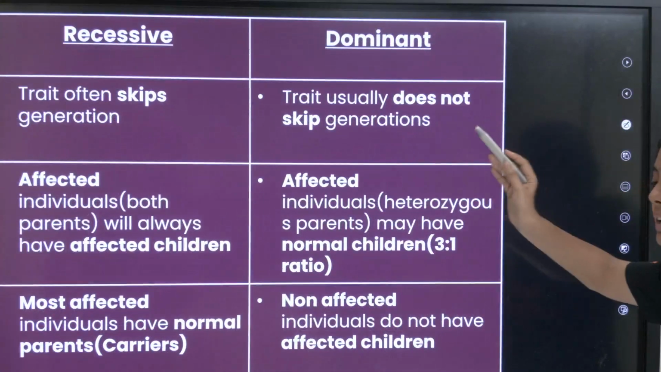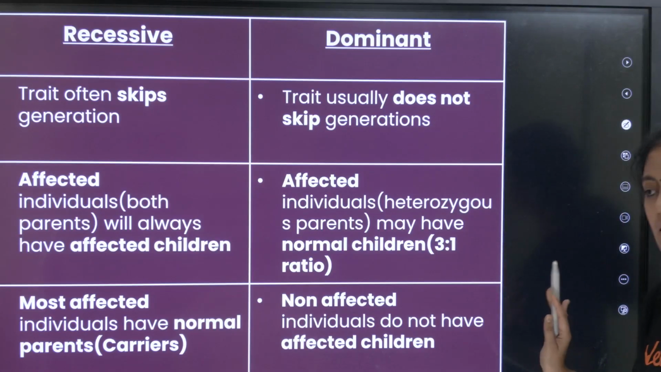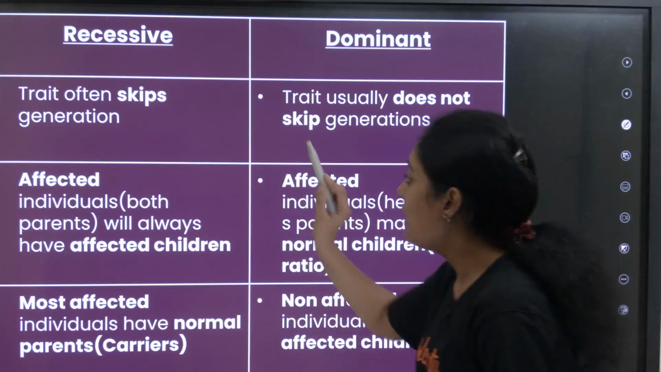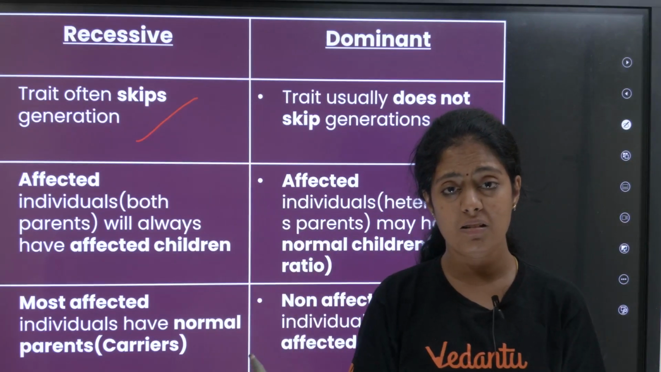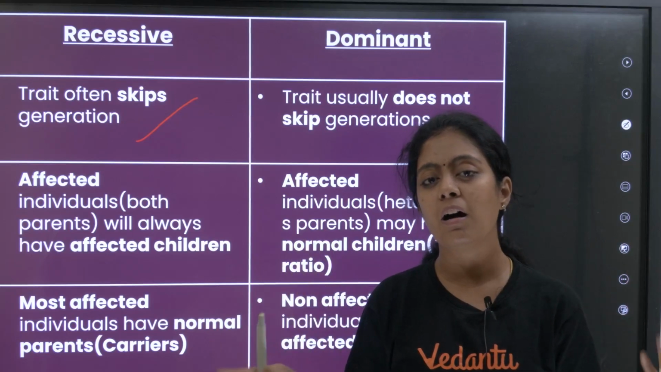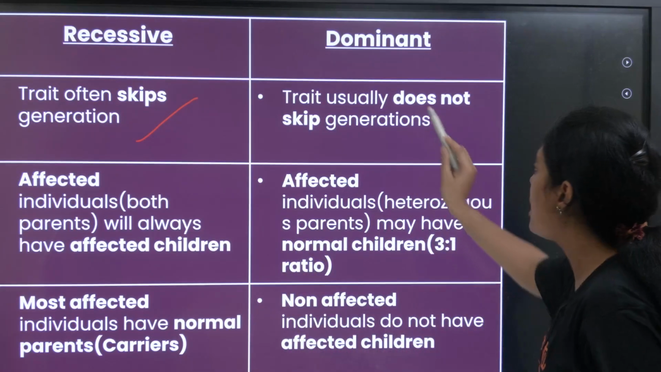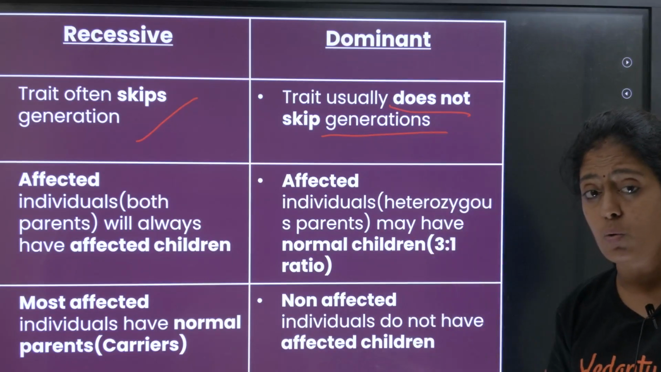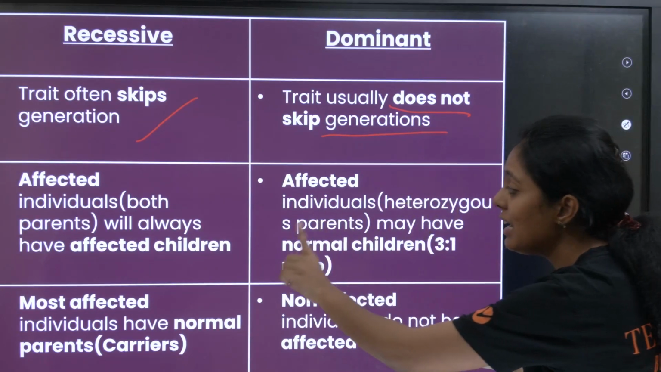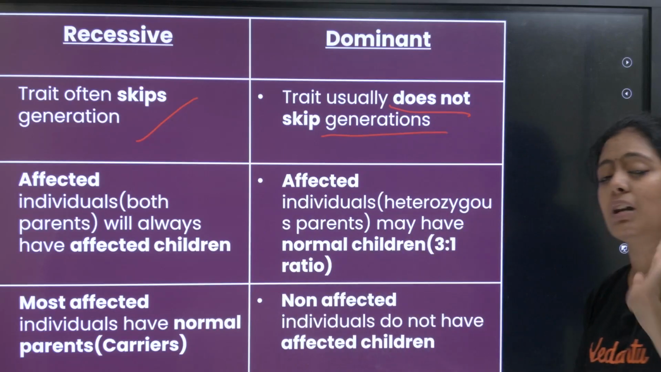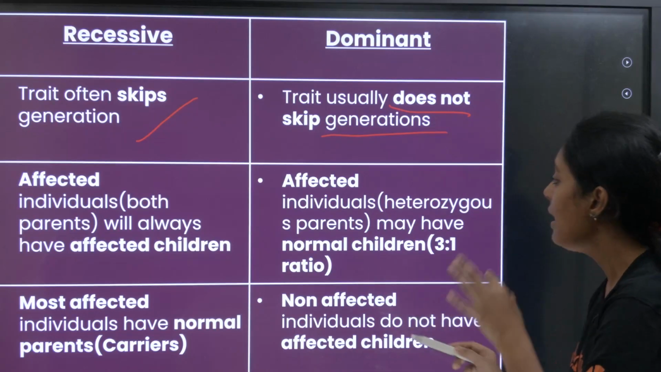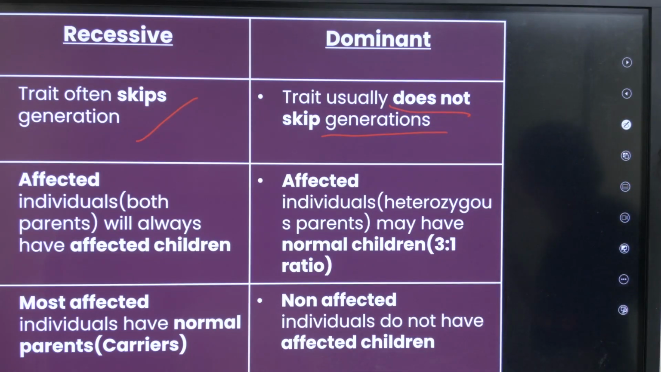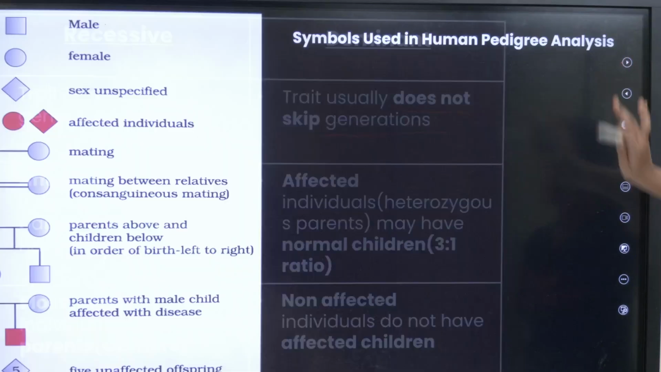Now let's see the most commonly used difference between recessive and dominant. Recessive: the trait often skips generation. Only if both the parents are carriers, only then the child could be affected. In dominant, a trait usually does not skip generation. I'll show it to you with the help of a pedigree. Affected individuals will always have affected children. Then, affected individuals may have normal children. So that's very important.